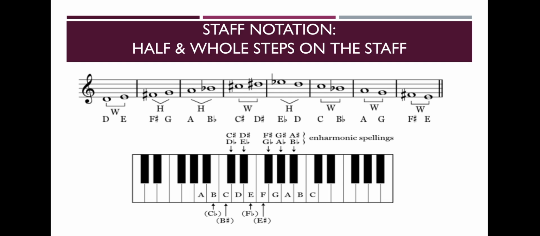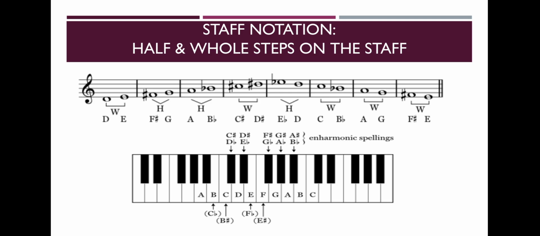But looking at the second example, which starts on F sharp, we know that F is a white key, so F sharp would be the next ascending adjacent black key. On the staff, we see we're going from F sharp to G, and so on the keyboard, G is a white key, so we're moving from F sharp to the next adjacent key, which is G, and there's no key in between there, and so that is a half step on the staff.